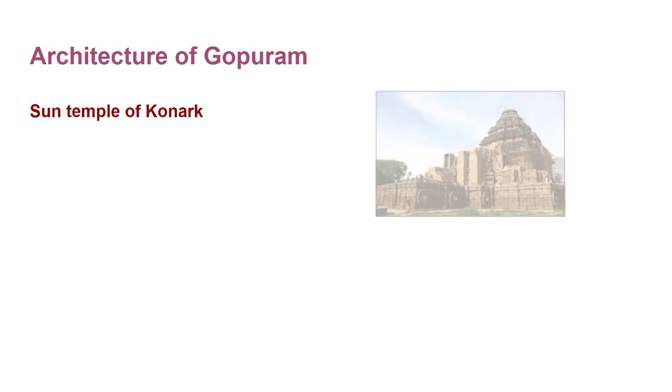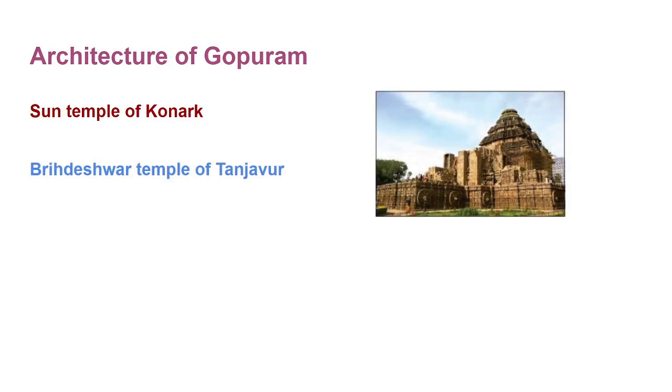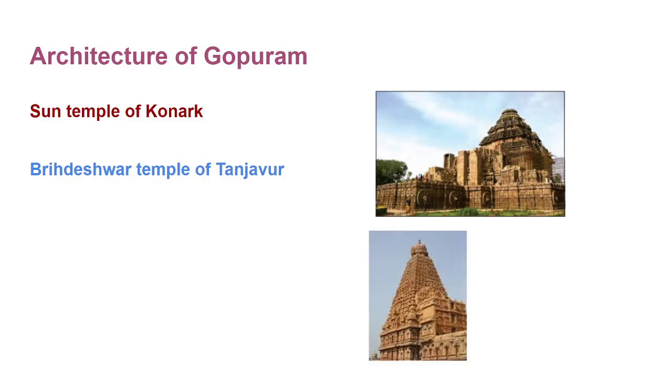Moving ahead, the Sun Temple of Konark is in Odisha, which is one of the forms of chariot temple. Brihadeshwar Temple of Tanjavur has a 13-storied Gopuram. So here you can see the Gopuram of Brihadeshwar temple and it has 13 stories. Metallic and stone idols of this age have special characteristic features. Bronze statue of Nataraj is the best example of sculpting of that time.